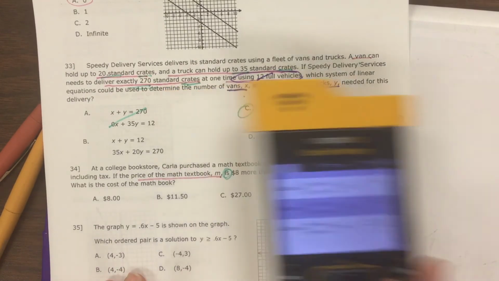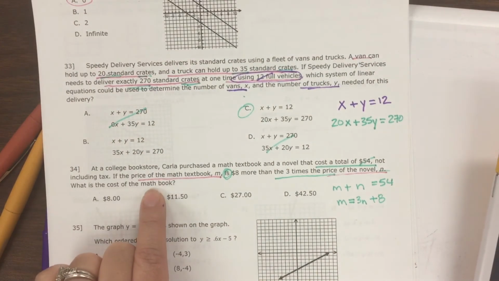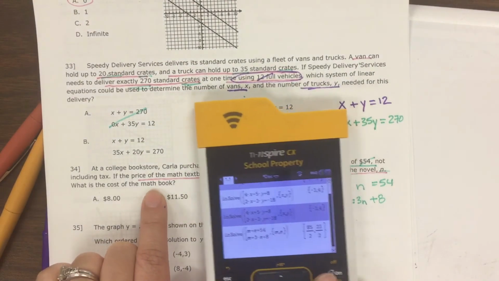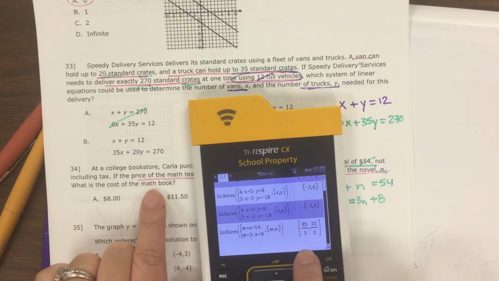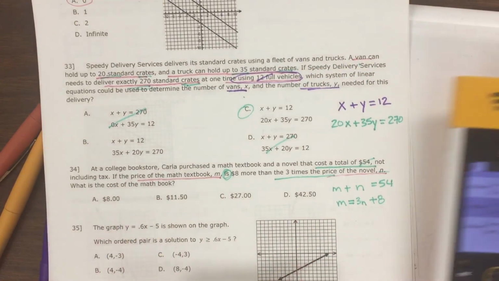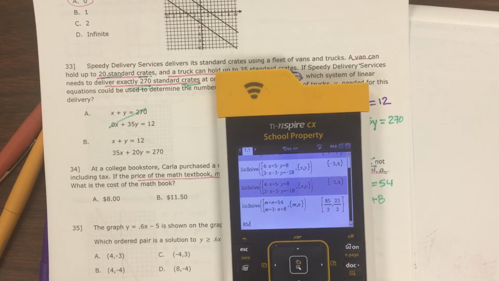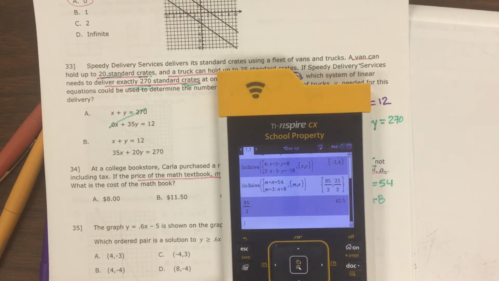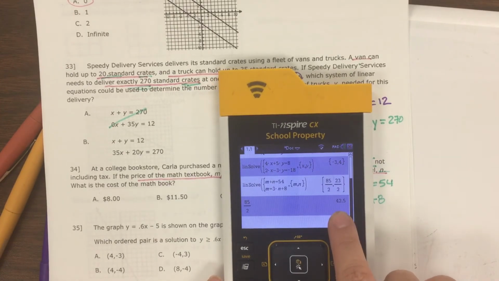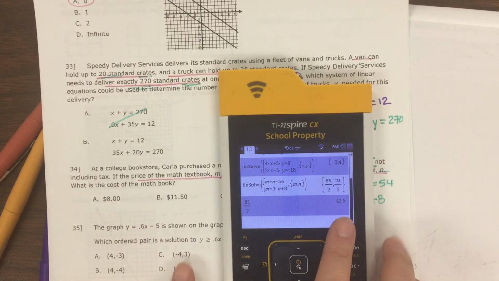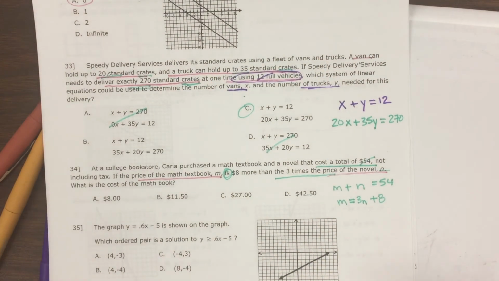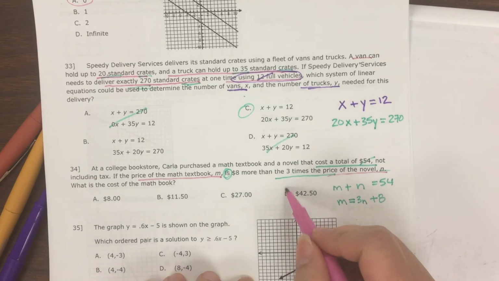Okay, it's asking me for the price of a math textbook. Math is my M, so it's 85 over 2, and I don't see that as an answer choice. But if I do 85 divided by 2, control enter, I get my decimal answer, 42.5, and that one is an answer.